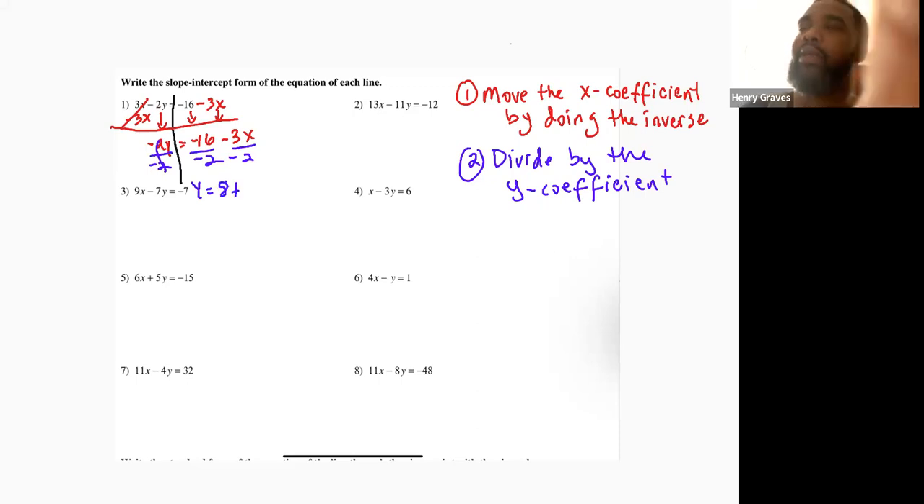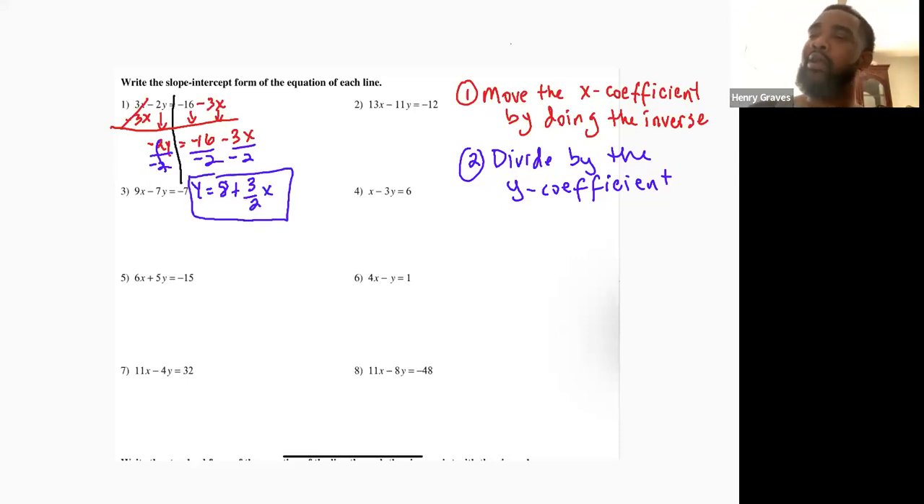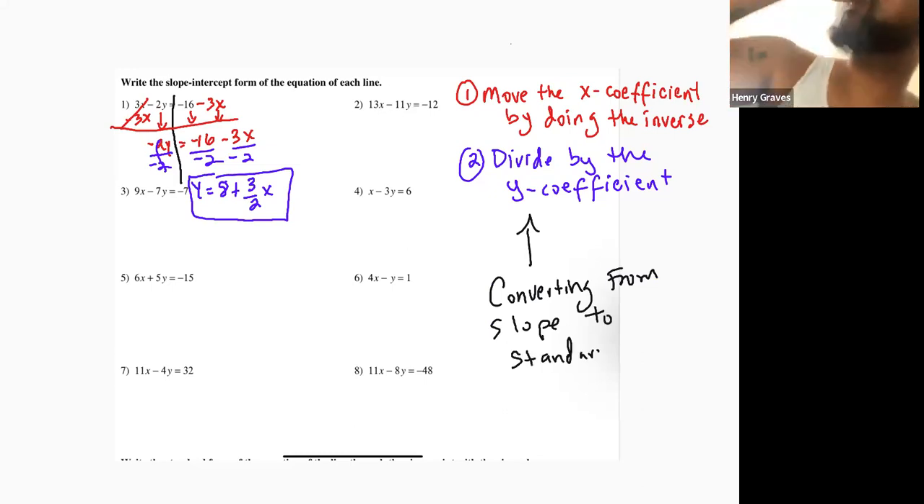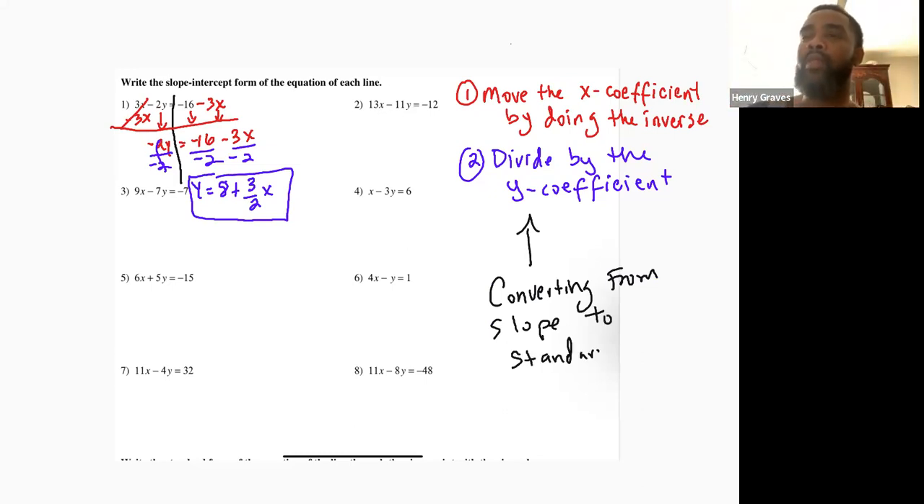So that's all there is to it, guys. Just those two steps. And this is for converting from standard form to slope-intercept form. I'm going to do the rest of these, but I'm still going to keep those two steps of how I did it. So let me erase all the words I've written here. If you're watching the video, be sure to take note of that.